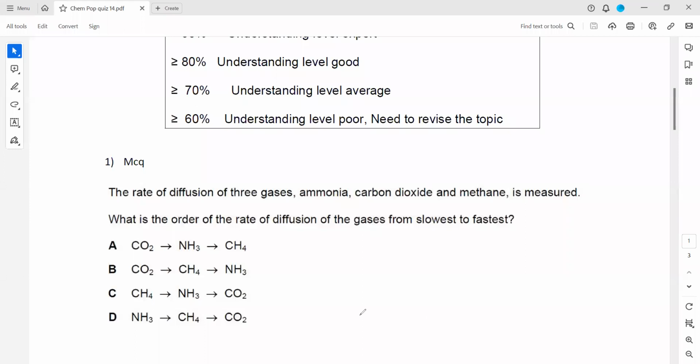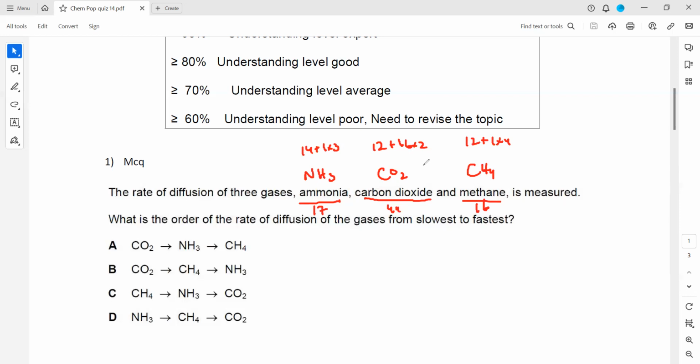So first thing, you have to find the mass of each. Like for example, ammonia, which is NH3. So mass of nitrogen is 14 and mass of hydrogen is 1 into 3. So total mass of ammonia is equal to 17. Then we have carbon dioxide, CO2. So carbon is 12 plus oxygen is 16 times 2, so 32 plus 12 makes 44. And then methane is there. Methane is CH4. So carbon is 12 plus hydrogen is 1 into 4. So that will make 16. So these are the masses of the gases.